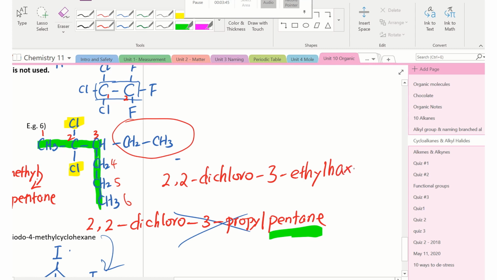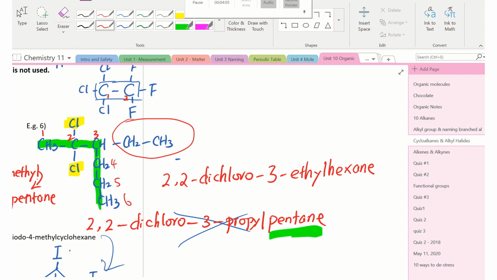Oops, I spelled it wrong. Hexane. Make sure you guys know all the spelling for the 10 alkanes. So this is hexane, 6 carbons. Okay, so that's from last day. So please make sure you fix it.